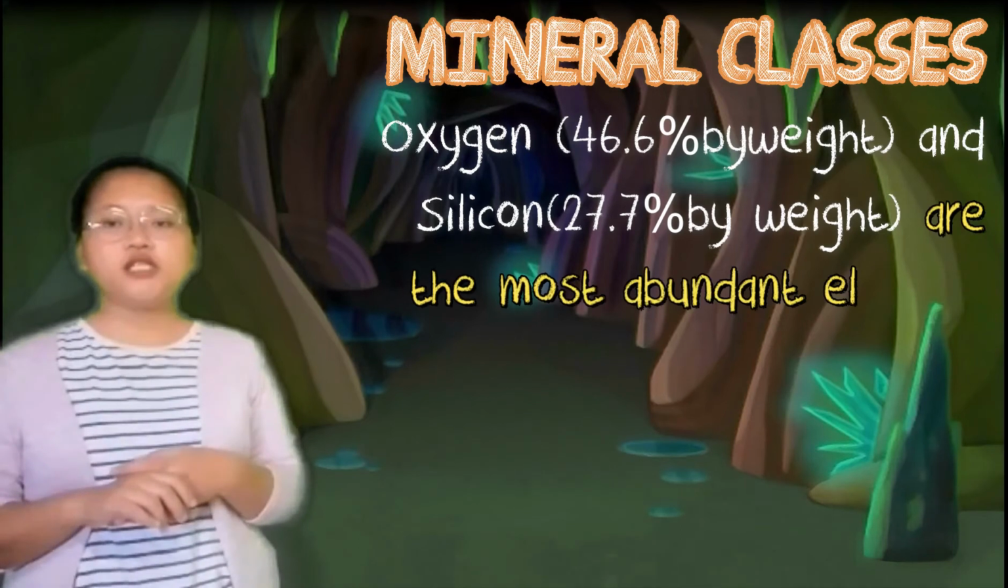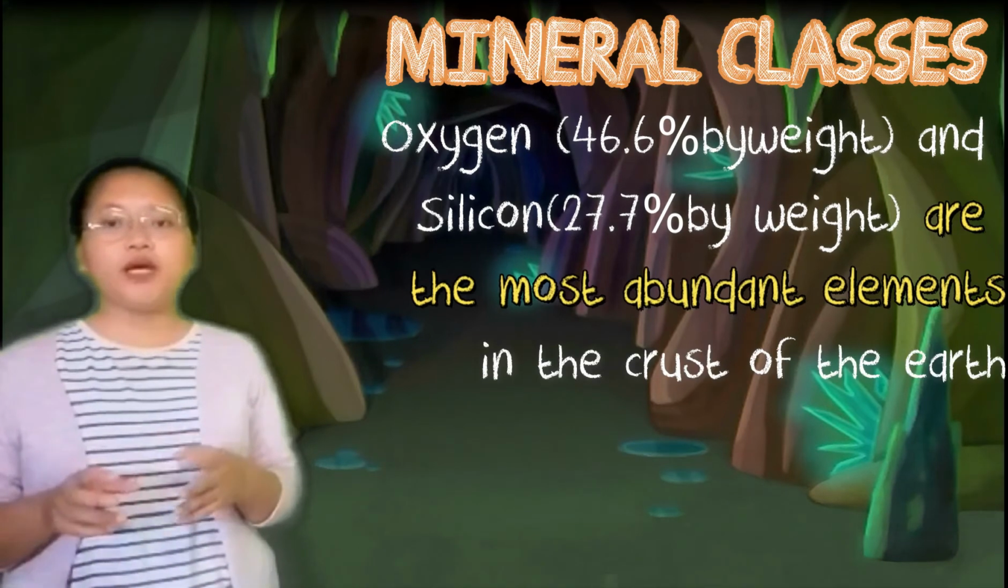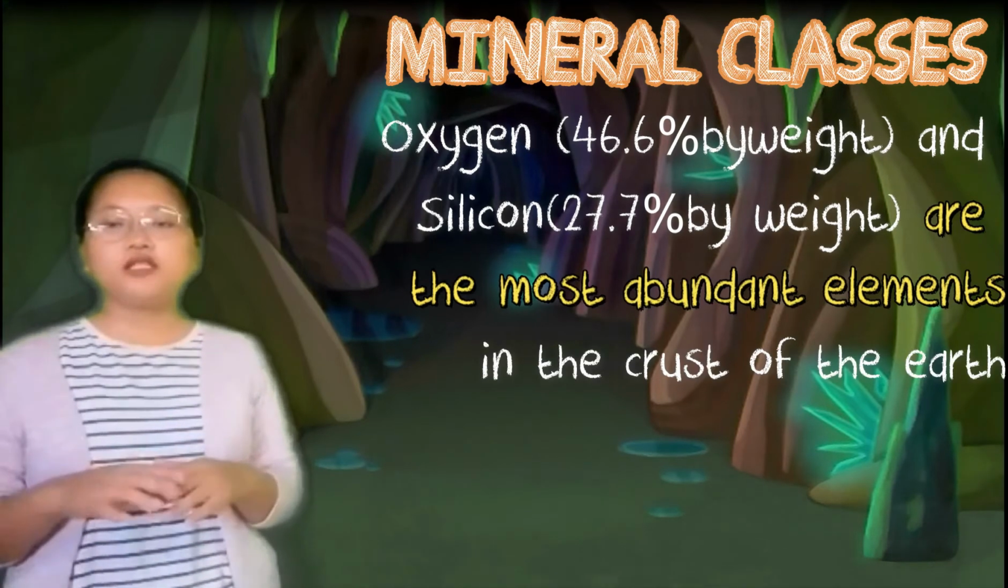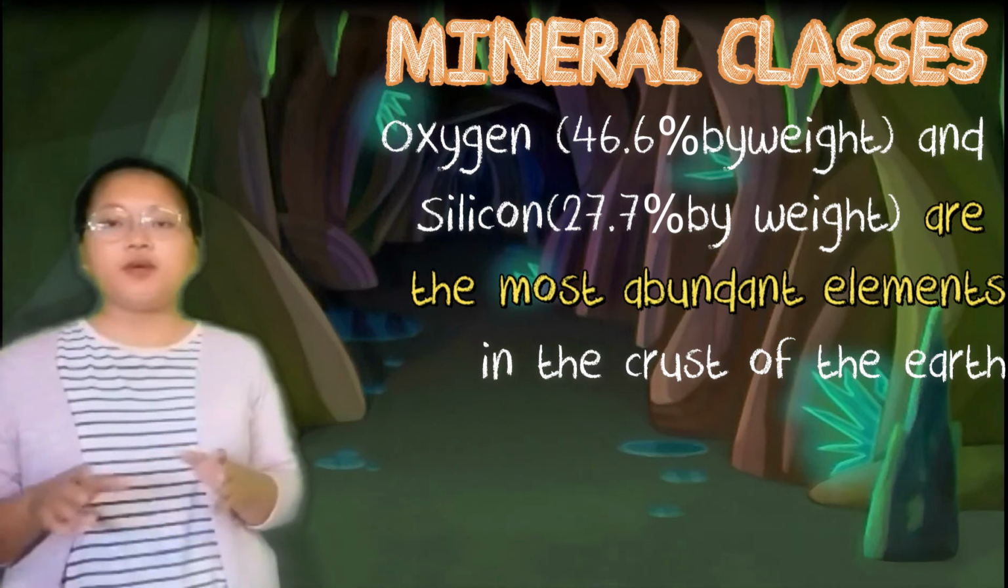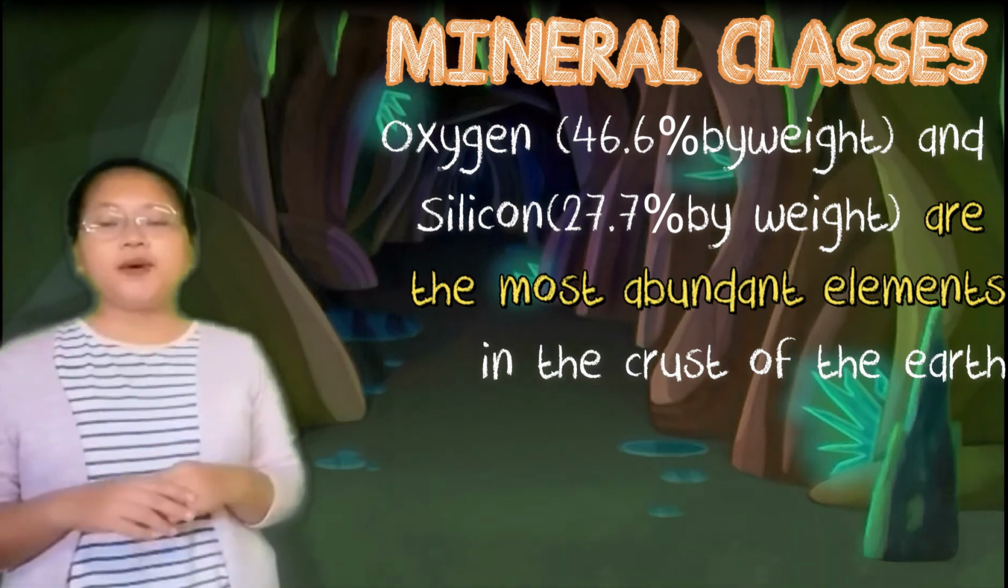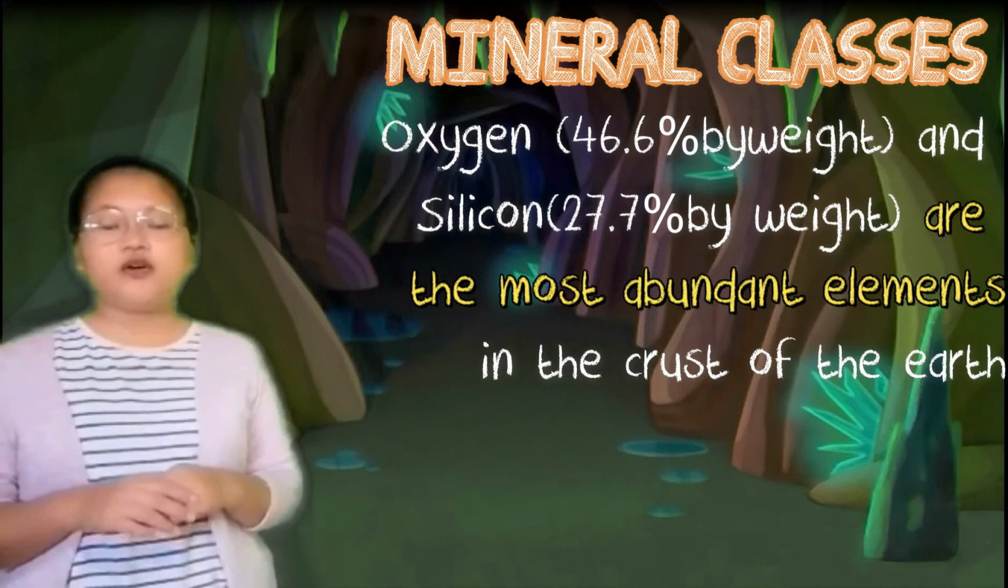Oxygen, 46.6% by weight, and silicon, 27.7% by weight, are the most abundant elements in the crust of the Earth.